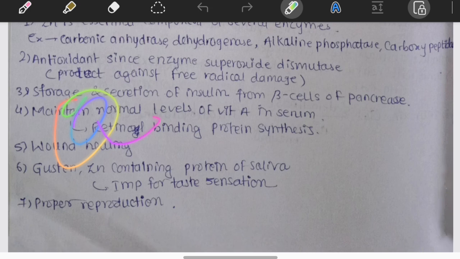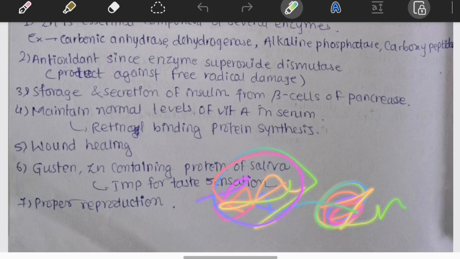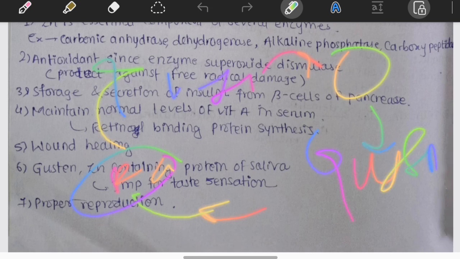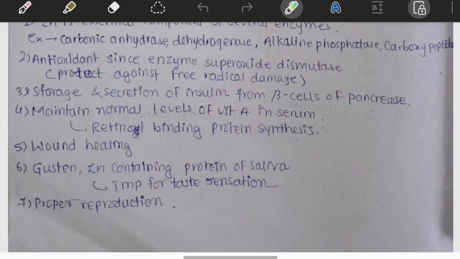Dietary zinc goes to the duodenum. There is one transport protein, metallothionein, that transports zinc into the blood, then our cells, and then the zinc is used by the enzymes carboxypeptidase, alcohol dehydrogenase, then antioxidant protection, insulin storage in the pancreas, transport of vitamin A, wound healing, taste sensation due to gustin, and in the prostate for normal reproduction. If you remember this flowchart, you have understood the entire zinc chapter.